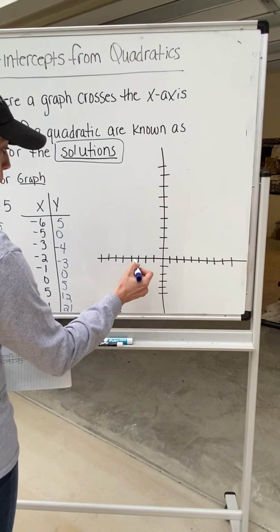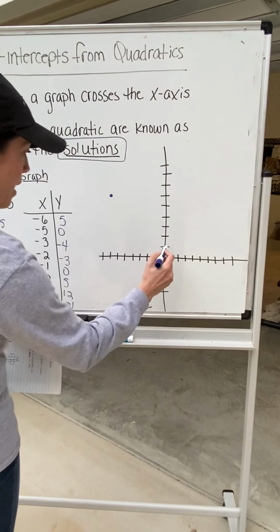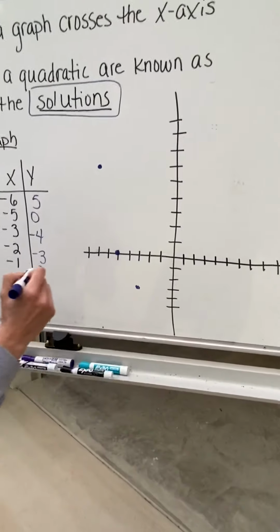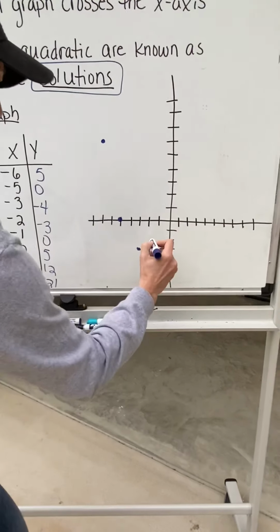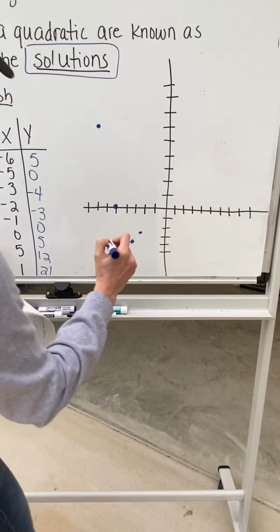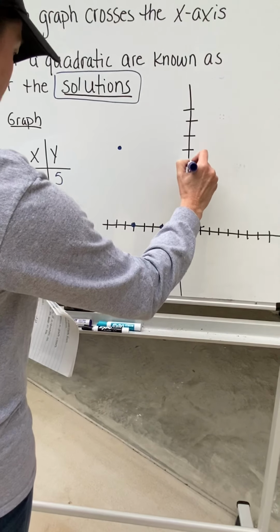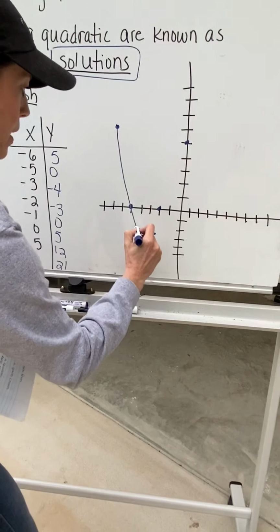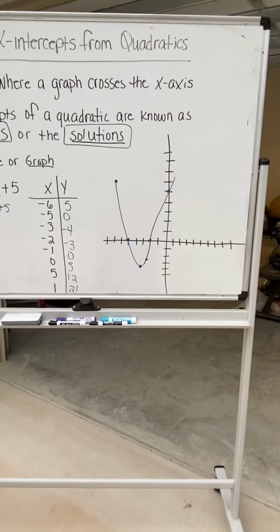So if you do 1, 2, 3, 4, 5, 6, about right there would be -6, 5. -5, 0 would be right there. -3, -4, that would be -2, -3. Let me move that down. -1, 0, and then 0, 5, and then 5, 12, etc. So I know I'm missing a point right there for -4. I didn't plug that in, but that's okay. We've got enough to see what we need. All right, so your parabola is going to look a little bit like that. Of course, it should be more of a U shape than mine.